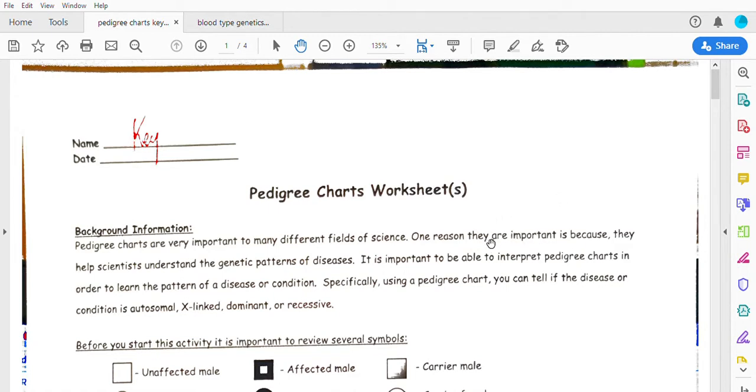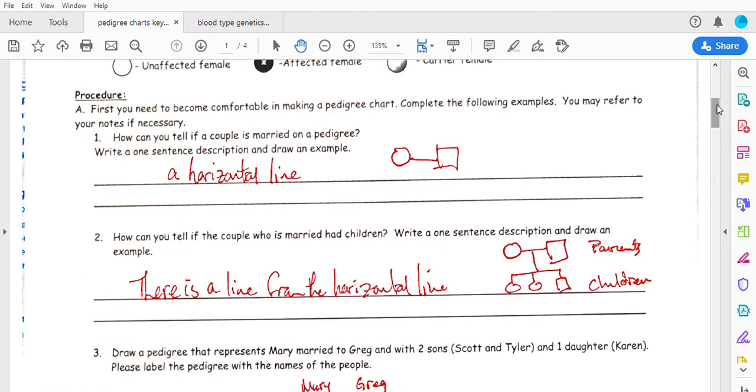One reason they're important is they help scientists understand the genetic patterns of diseases. And it's important to be able to interpret pedigree charts in order to learn the pattern of a disease or condition. Specifically, using a pedigree chart, you can tell if the condition is autosomal, which means it's on the 22 non-sex linked traits, or a sex linked trait on the X chromosome, or dominant and recessive. So those are the ideas that we're going to be taking a look at.